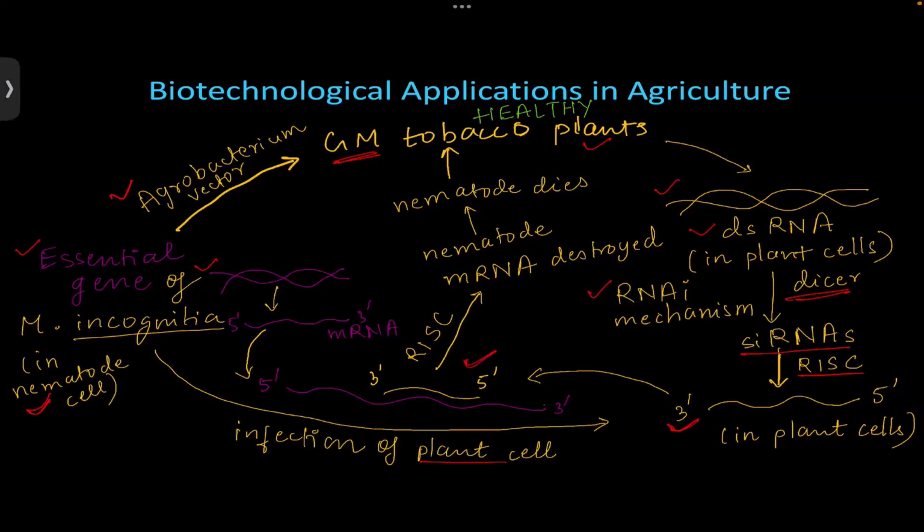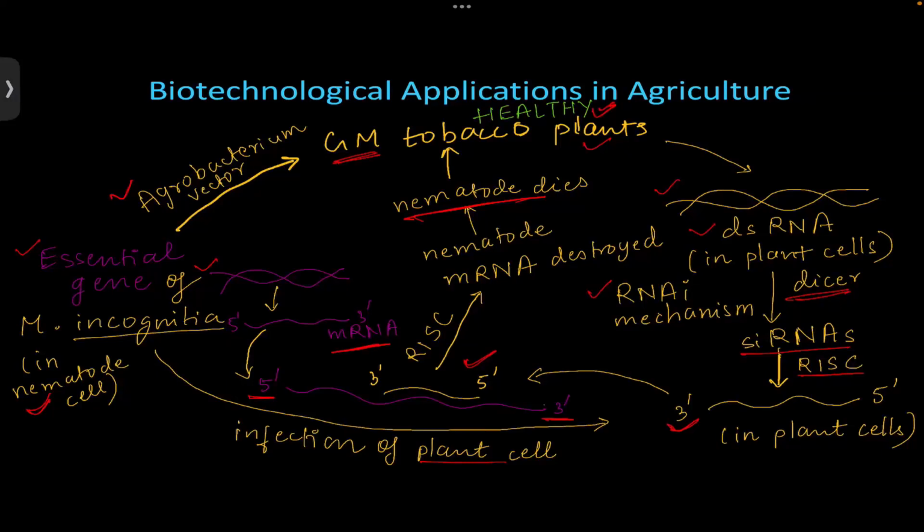As you can see, it is complementary to a small section of this 5 prime to 3 prime mRNA, which is coding for an important protein. Okay. So because of this binding, the RISC is again activated and it will send in the slicer enzymes to cleave this mRNA of M. incognitia in the plant cell, and ultimately won't allow the nematode to survive in the plant cell, because of which the tobacco plants will remain healthy.